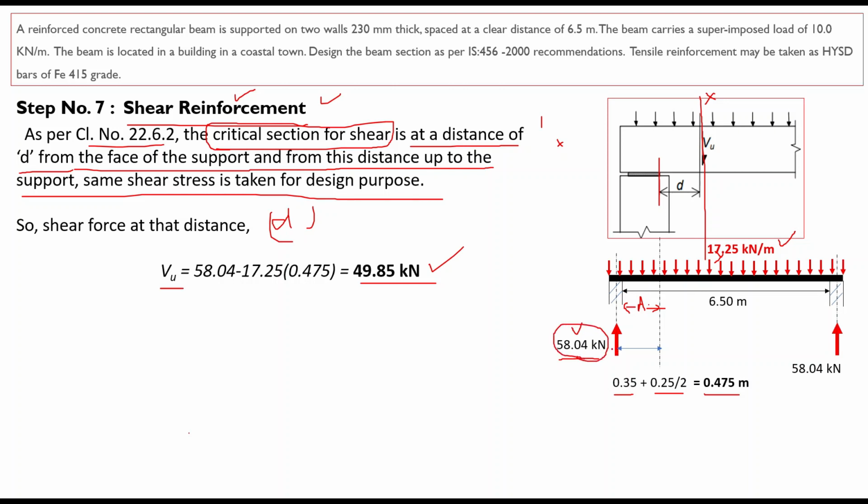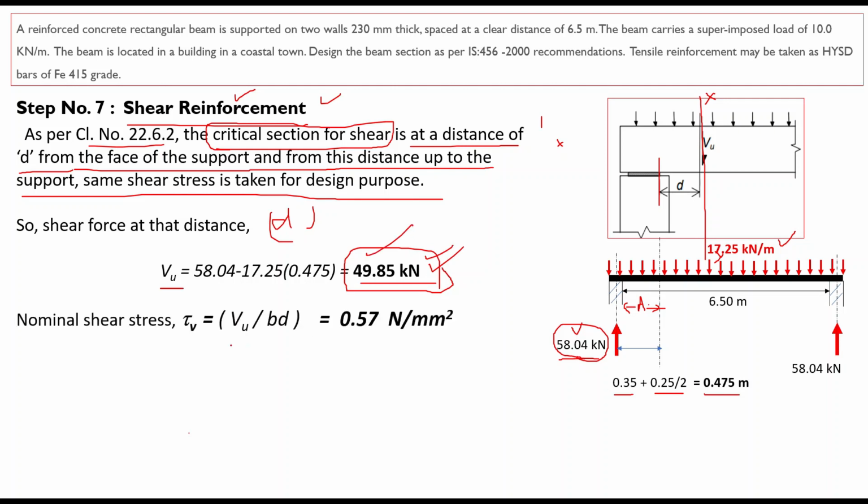You can see here that at the center of the support, the shear force was 58.04. But as you move away from the support, the shear force is decreasing. So we have to design, as per the IS code, shear stirrups or shear reinforcement for this particular value of shear force. Based on this shear force, we can work out the nominal shear stress, that is tau v. And tau v is Vu by bd, the shear force divided by the effective area of the section. So it comes out to be 0.57 Newton per millimeter square. Now this is the shear stress at the critical section.